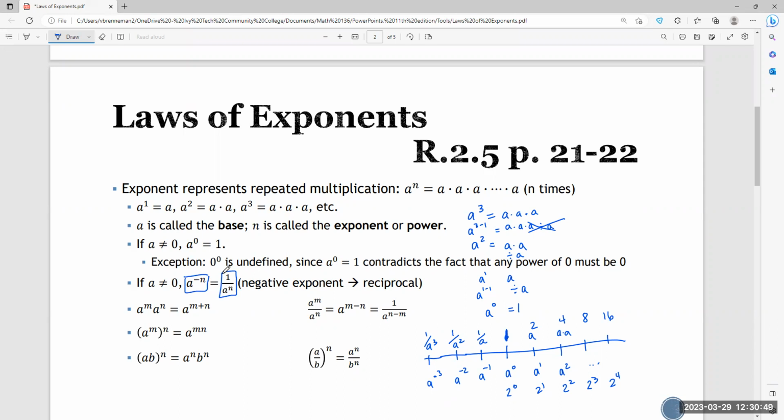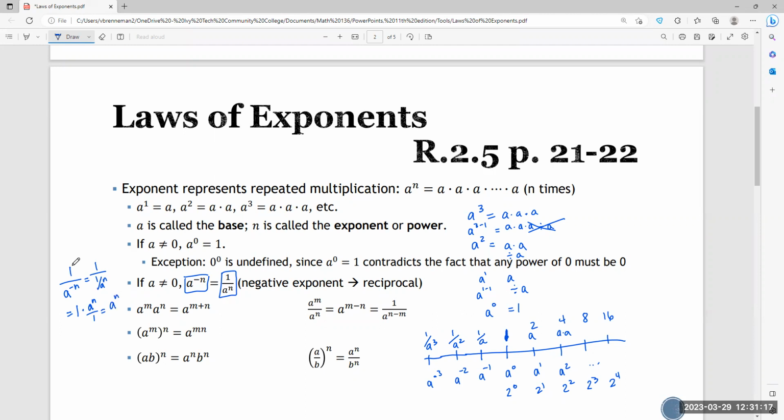Note also then, if I have 1 over A to the negative N, well, A to the negative N is 1 over A to the positive N. But that is just using fraction rules. That's 1 times the reciprocal. So 1 times A to the N over 1. And that's just A to the N back.